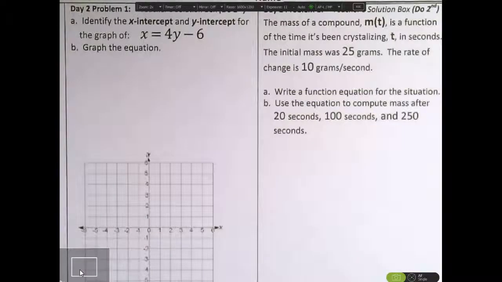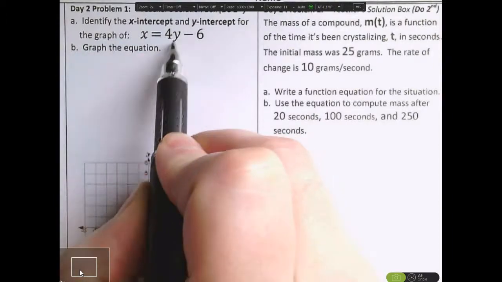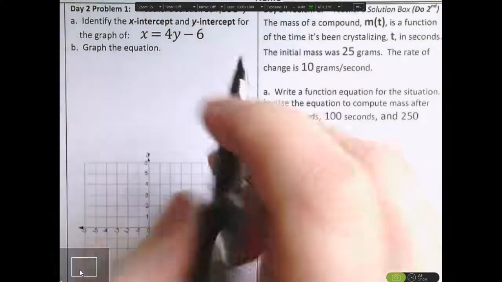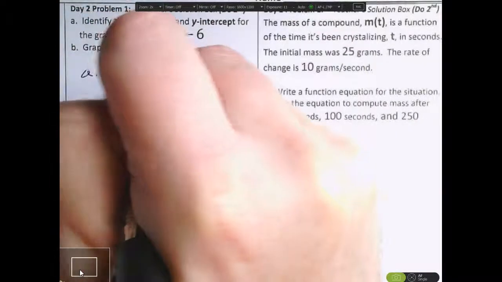Here's a solution for day 2, problem 1. Identify the x-intercept and y-intercept for the graph of this linear equation and then graph it. So to get the x-intercept, we can substitute a 0 for the letter y. So if we put a 0 here, 4 times 0 is 0, and 0 subtract 6 is negative 6. So x equals negative 6. That'll be our x-intercept.